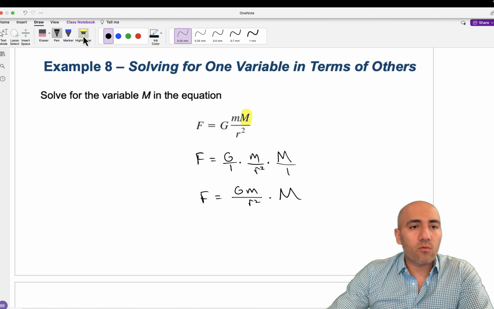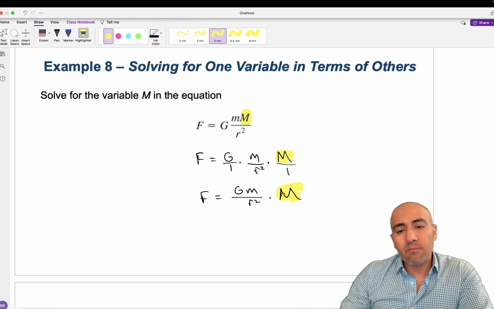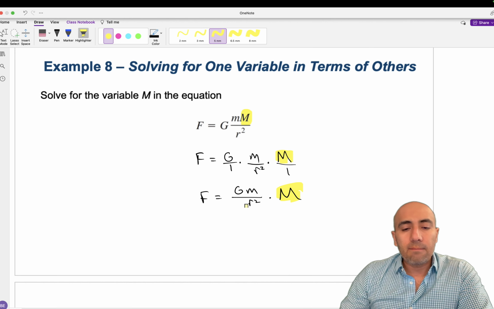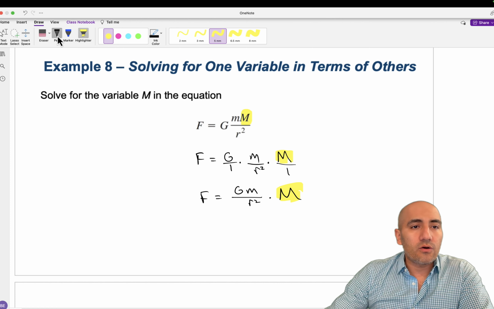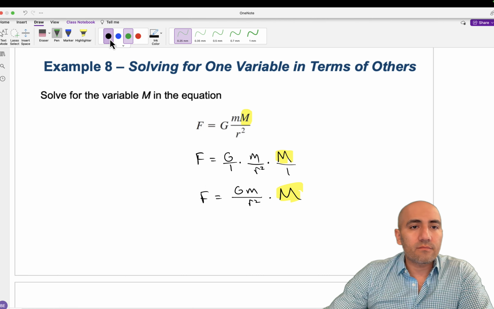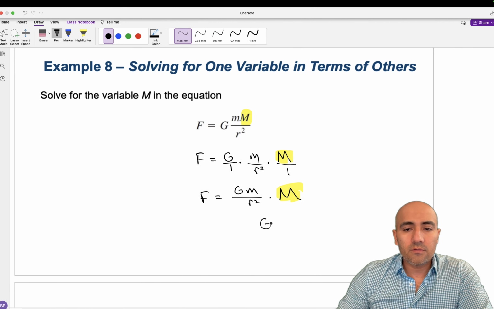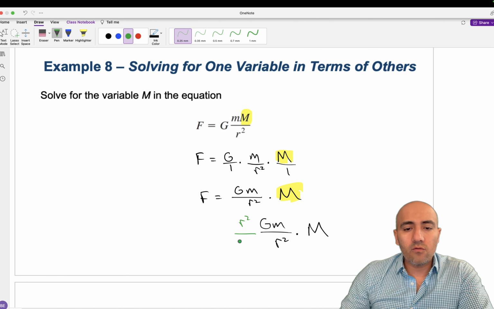And now, keeping an eye on what I want to solve for, right? I want to focus on solving for capital M. What I'm going to do is multiply both sides of this equal sign by the reciprocal of this fraction, so that they cancel out to give me a 1, thereby isolating the M. So I'm going to put it in green here. So I'm going to multiply. I'm going to copy this down. F equals G m over r squared times capital M. And I'm going to multiply this by r squared over G m.